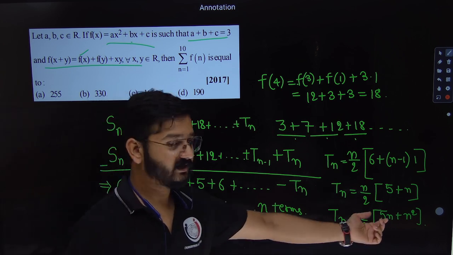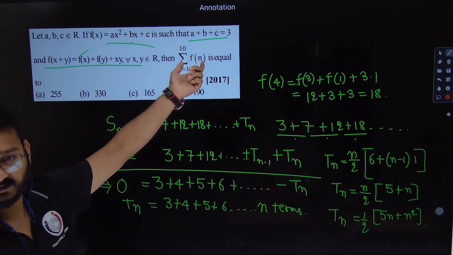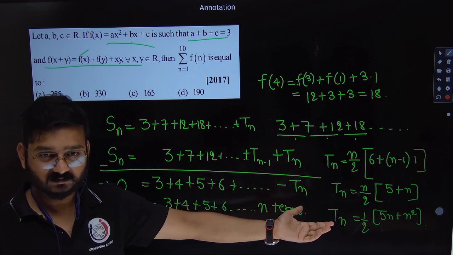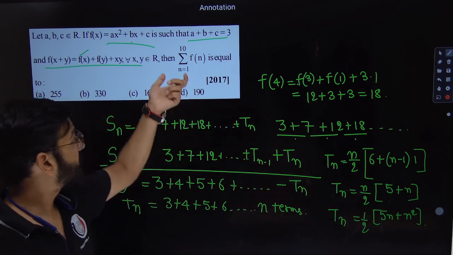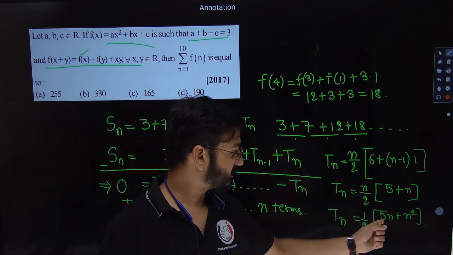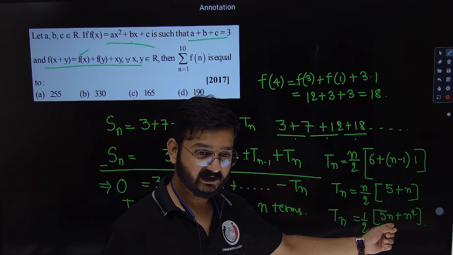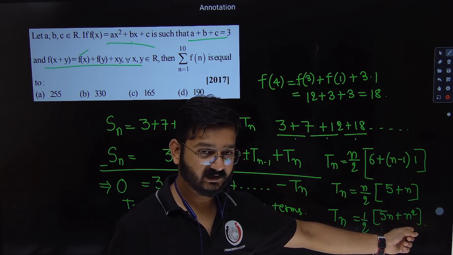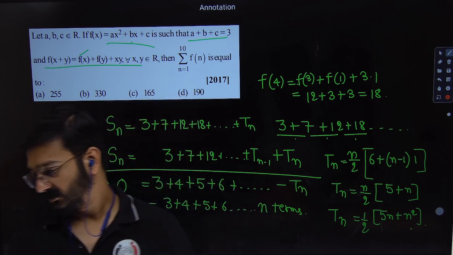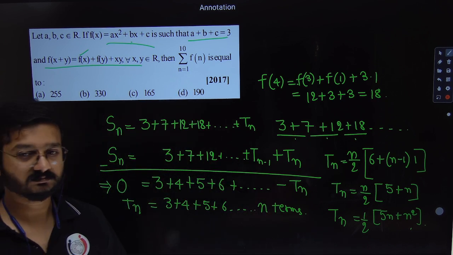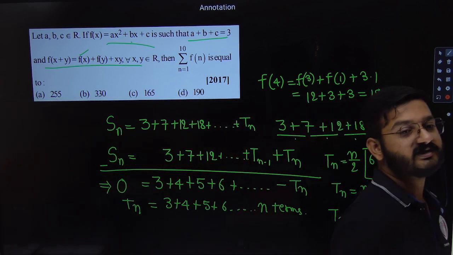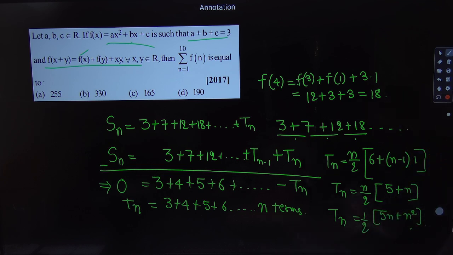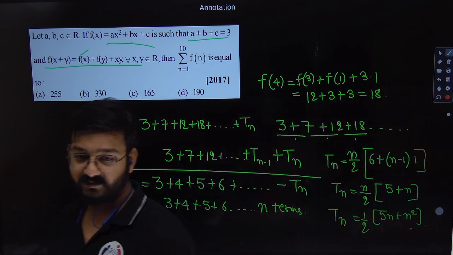So now you will put this where? Here. And after that, you know how to do it. You will put it here and then do the summation. When you do the summation, it will be sum of n natural numbers and sum of squares of n natural numbers. Nth term is a function of n. You can leave some space. I will tell the answer. Answer is 330. Anyone having a problem till here?